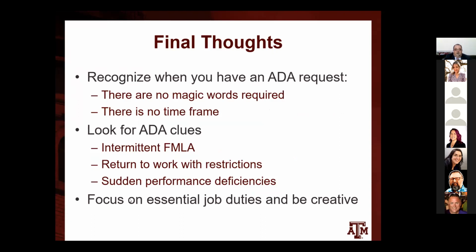Final thoughts. Recognize that when you have an ADA request, there are no magic words. The person doesn't have to say ADA, doesn't have to say reasonable accommodation. There are no timeframes. Just because a person has a disability and chooses to work through it on their own terms, that's perfectly fine. You may know that the person has a disability just through obvious appearance, things like that. But if they don't ask for anything, they're not entitled to anything.